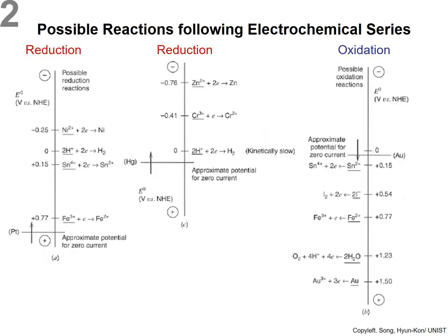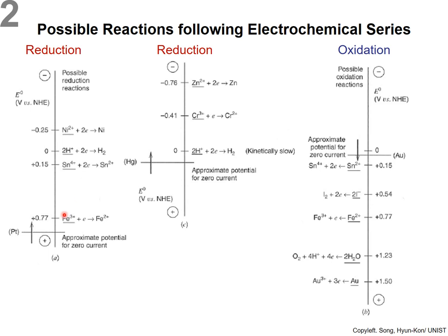Okay, possible reactions following the electrochemical series. We have three different situations in this slide. Let me start with the first one. On the electrochemical ordinate, we have Fe3+ in the electrolyte and Sn4+, protons, and Ni2+ in the electrolyte. And I have used platinum as the working electrode and the NHE, normal hydrogen electrode, as the reference electrode.